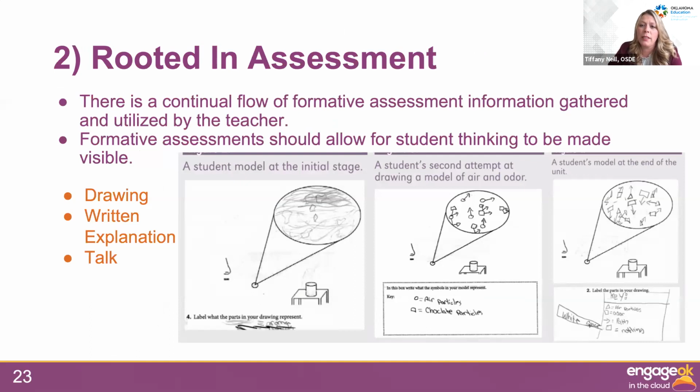Differentiated instruction is really rooted in having access to quality and ongoing formative assessments. And really formative assessments that allow you as a teacher to truly see what students are thinking, for students to be able to showcase their thinking in a variety of ways.